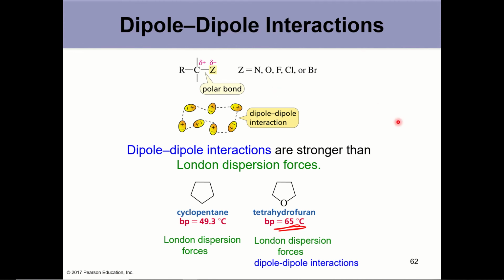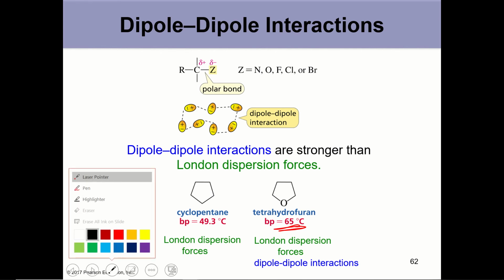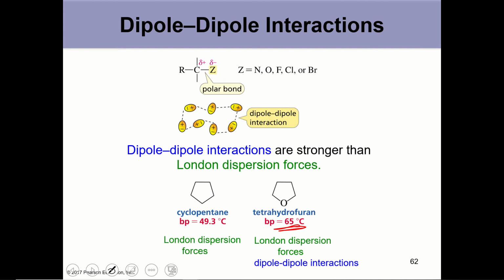For dipole-dipole interactions, what we have in this case are interactions between molecules that have polar bonds.